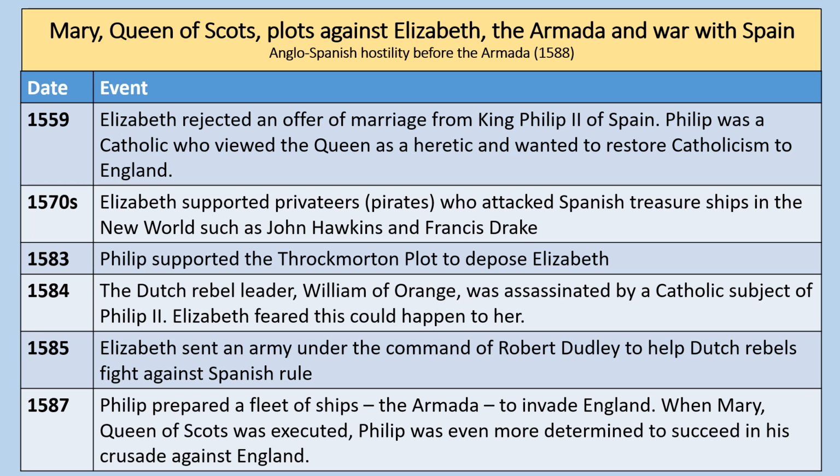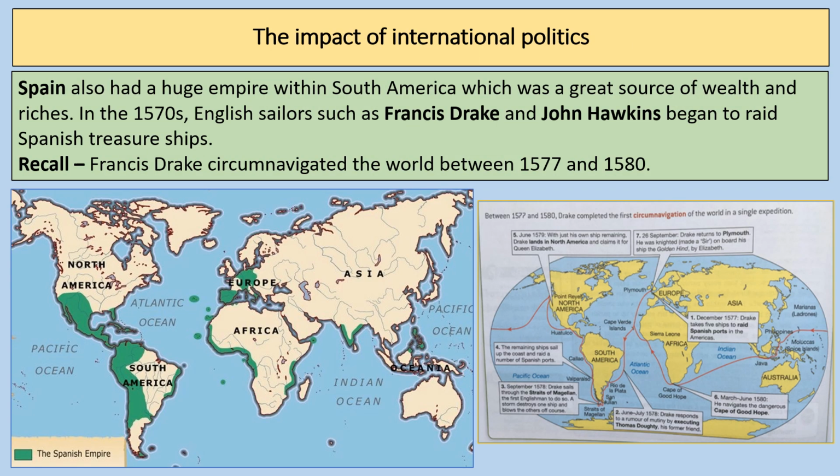In 1585, Elizabeth sent an army under the command of Robert Dudley to help Dutch rebels fight against Spanish rule. And in 1587, Philip prepared a fleet of ships, the Armada, to invade England. And when Mary Queen of Scots was executed, Philip was even more determined to succeed in his crusade against England. So just a timeline there of some of the key events.